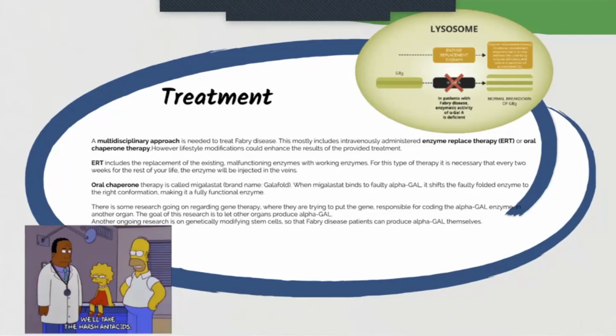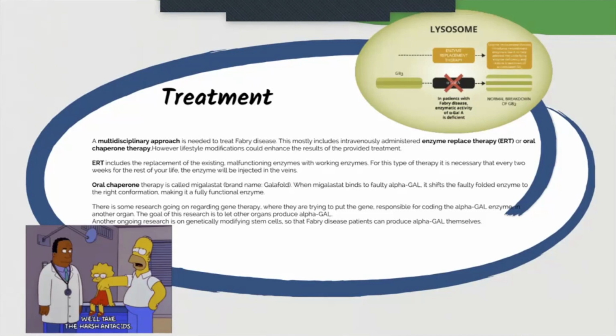There's some research going on regarding gene therapy, where they are trying to put the genes responsible for coding for the alpha-galactosidase enzyme into another organ. The goal of this research is to let other organs produce alpha-galactosidase. Another ongoing research is genetically modifying stem cells so that Fabry disease patients can produce alpha-galactosidase themselves. And in regards to that, we can see the schematic representations of how the techniques work on the right side of the slide.